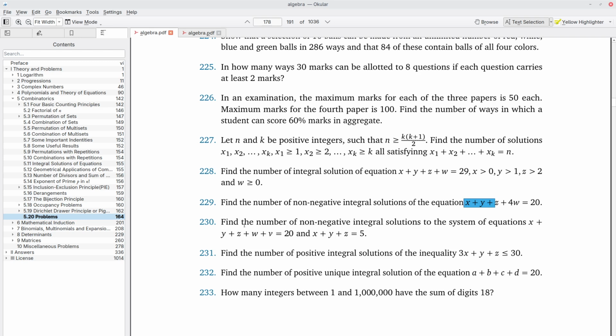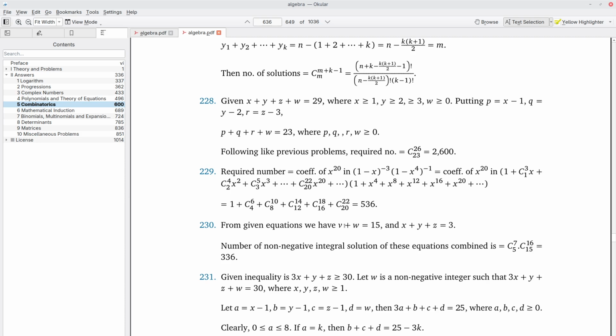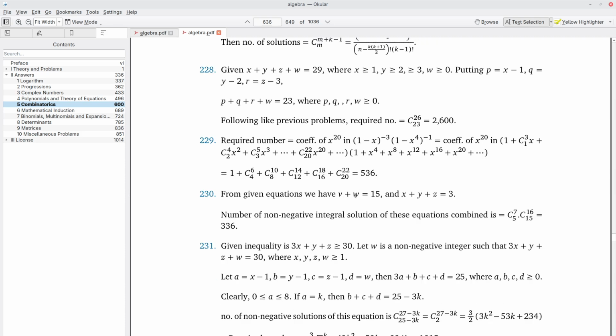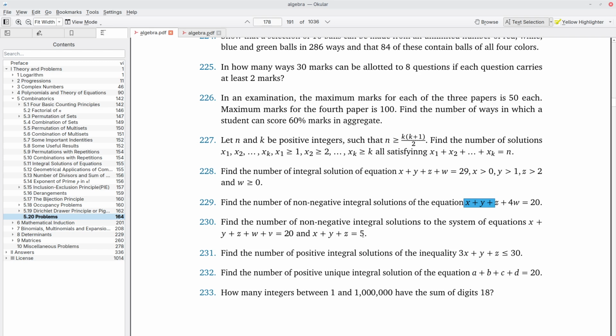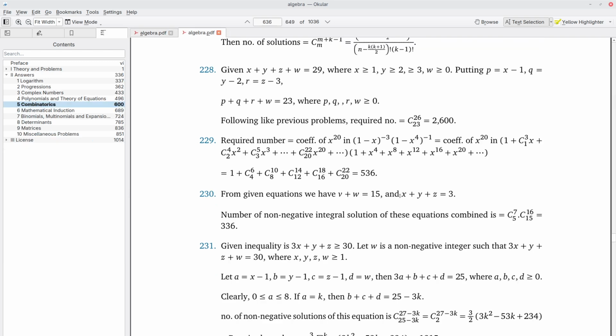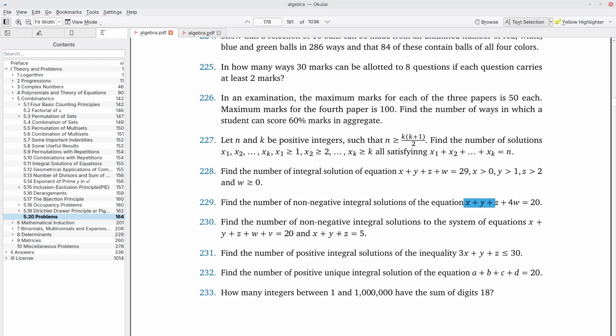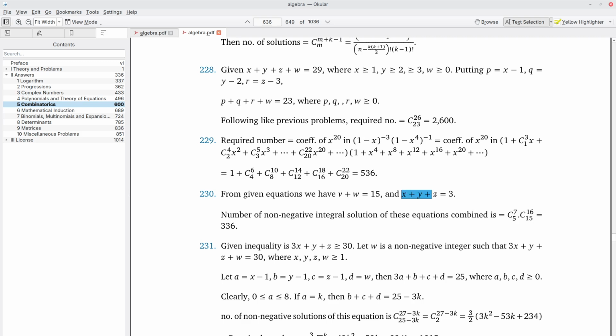Question 230 says: find the number of non-negative integral solutions to the system of equations x plus y plus z plus w plus v is equal to 20, and x plus y plus z is equal to 5. So we are given that v plus w and x plus y plus z would be 3. And now there is some mistake. So v plus w will become 15. Okay, that is correct. How come x plus y plus z is 3?